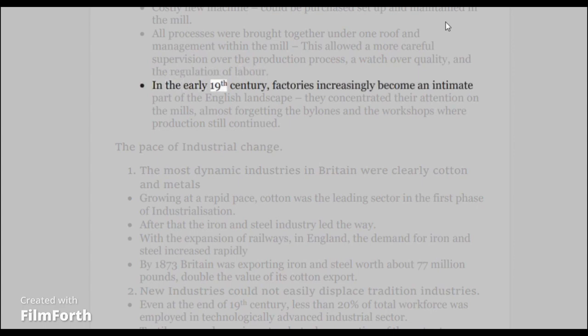In the early 19th century, factories increasingly became an intimate part of the English landscape. They concentrated their attention on the mills, almost forgetting the byelanes and the workshops where production still continued.